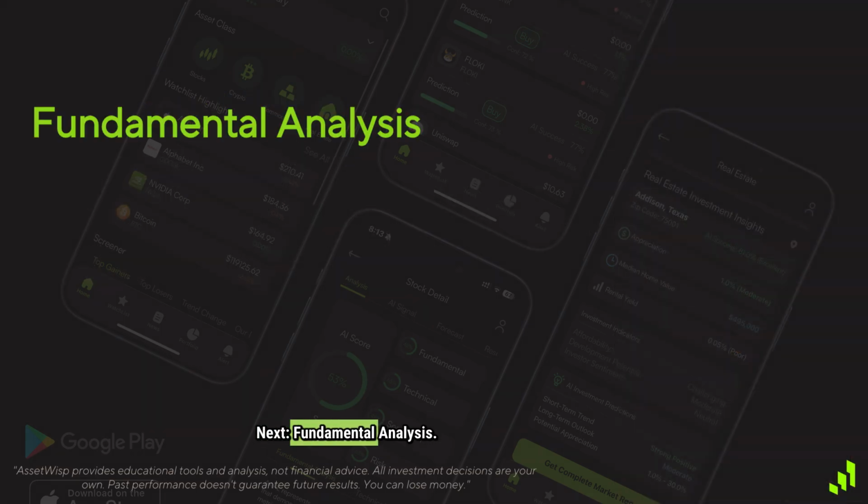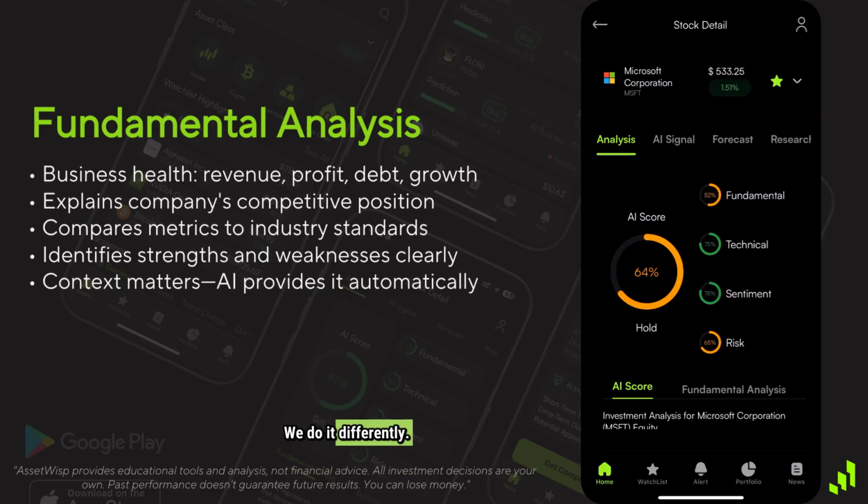Next, fundamental analysis. This is the business side of things: revenue, profit margins, debt levels, cash flow, competitive position, all the stuff that tells you if a company is actually healthy and worth its current valuation. Traditional apps either don't show this, or they show you raw numbers in a table and expect you to know what debt-to-equity ratio of 1.8 means. Not helpful. We do it differently.